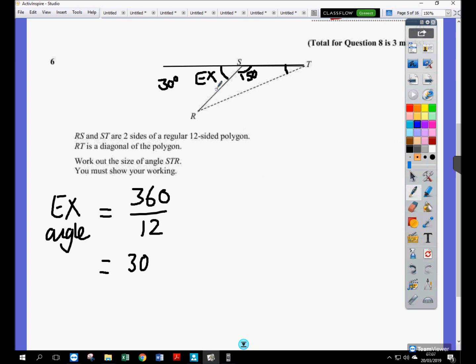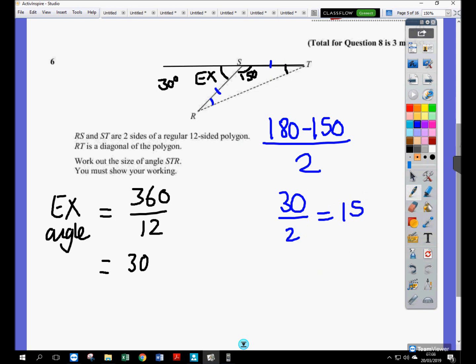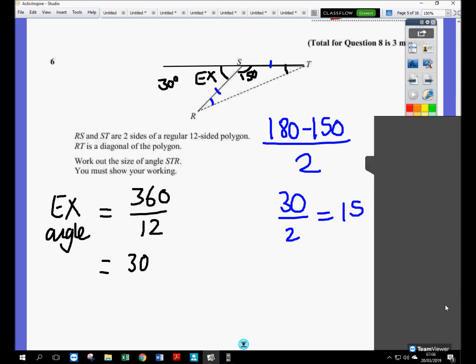Both of these sides of the triangle are the same length, because it's a regular 12-sided polygon. So it's an isosceles triangle. What I need to do is work out the base angles. I can do that by subtracting 150 from 180 and dividing it by 2. So 180 minus 150 divided by 2, because the base angles are equal. So that gives us 30 over 2, which is 15. So the answer to the question is 15.